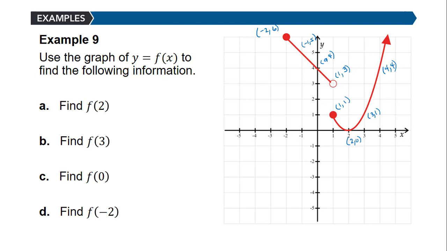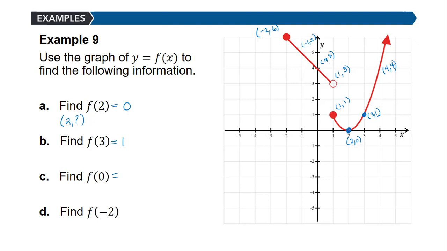So to find f of 2, again, means to find what is the y value when x is 2, right? Well, f of 2, if we go to 2 on the x-axis, it actually intersects the graph at that point, so the y value at that point is 0. F of 3, what is the y value at x equals 3? We go to 3 on the x-axis, and if we go up to our graph, we see that the y value is 1, since the point 3, 1 is on the graph.